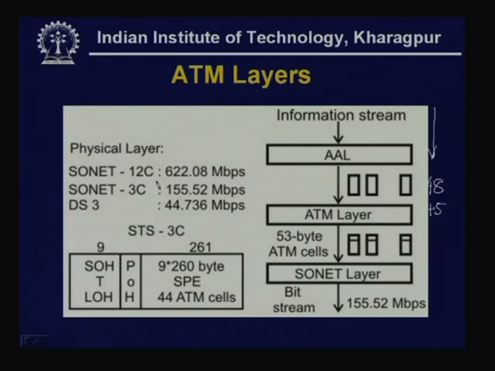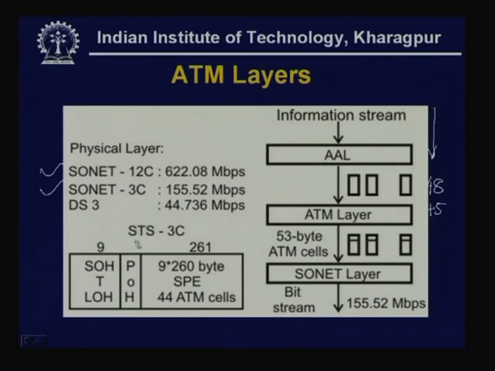As we know, the popular ones commonly used for ATM are STS-3c and STS-12c, and the data rates are 155.52 megabits per second, and for 12c it is 622.08 megabits per second. And of course, as I mentioned, T1 lines and the DS3 protocol can also be supported, but primarily it uses these two. Here it is explained with the help of SONET STS-3c.